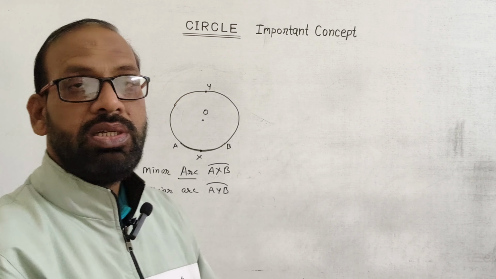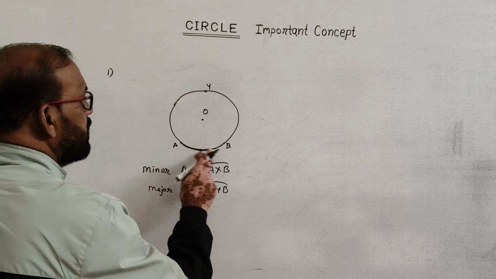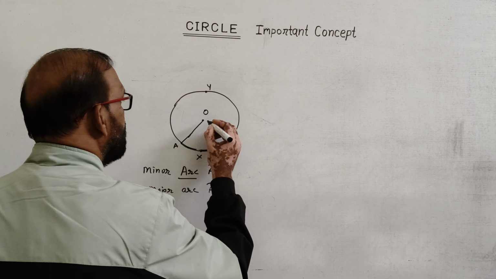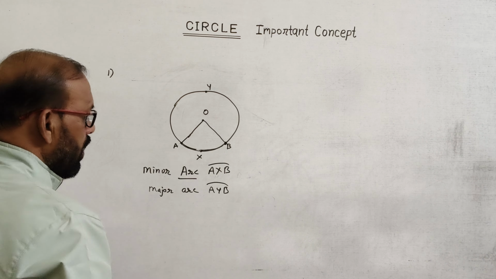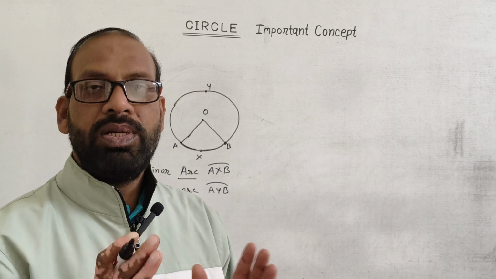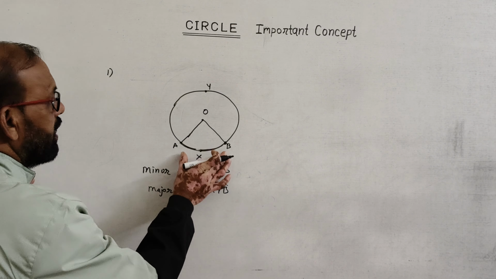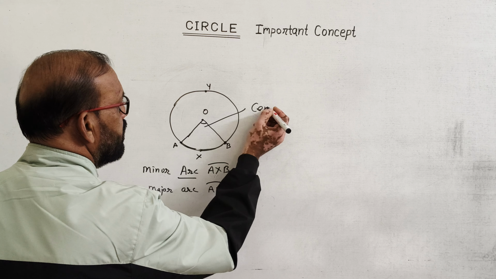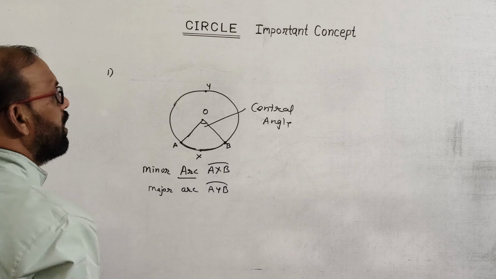Now suppose we join the endpoints of an arc, A and B, with the center. These are the two endpoints of the arc. Now suppose we have to find the measure of the arc AB. Measure means how much angle it forms. So the measure of the arc is always equal to this angle, and this angle is called the central angle.